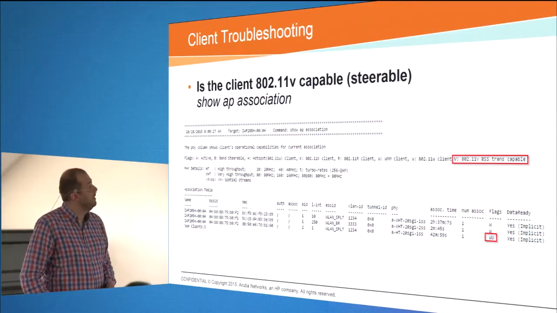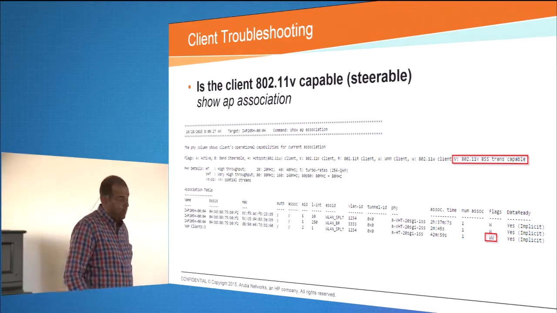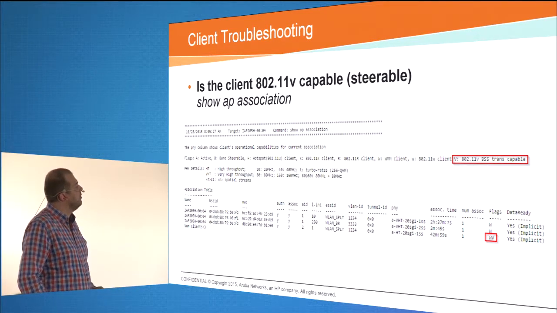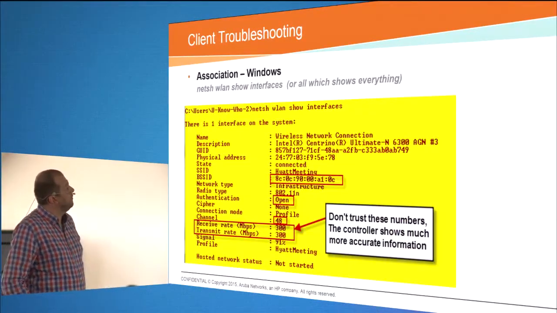I made a screenshot this morning on the IAP 205H. It's the same one that you will receive, so you can do this at home or in your lab. On that access point, you can perfectly see which clients are 11v capable and steerable. So it also works on the Instant portfolio.